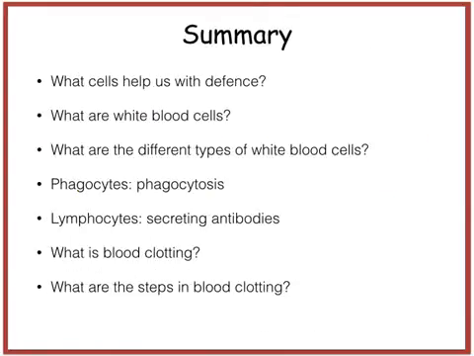Okay, in summary, we've looked at the cells that help us with defense. So you've got the white blood cells, the lymphocytes, and the phagocytes, and also platelets. The different types of white blood cells that we've looked at are phagocytes, and remember they're involved in phagocytosis. And that word to remember is pseudopodia. Lymphocytes secrete antibodies. And blood clotting, remember that platelets secrete thrombin, which is the enzyme that converts fibrinogen, a soluble protein, into an insoluble protein called fibrin. And that concludes our lesson. The end.